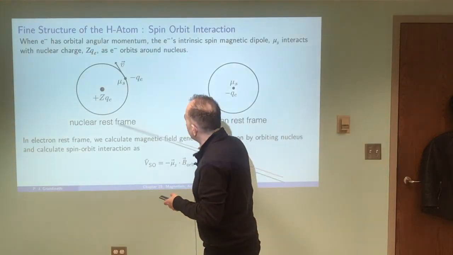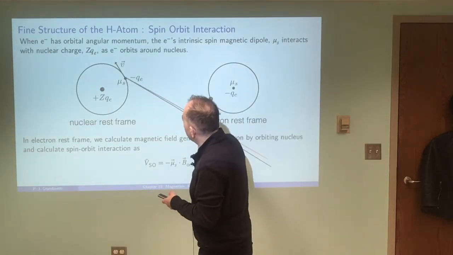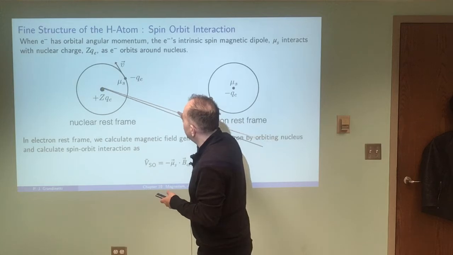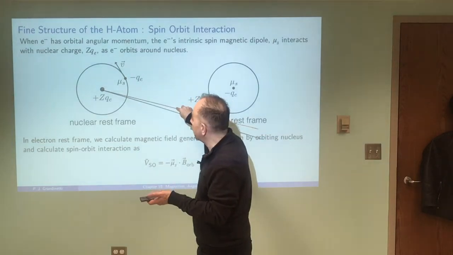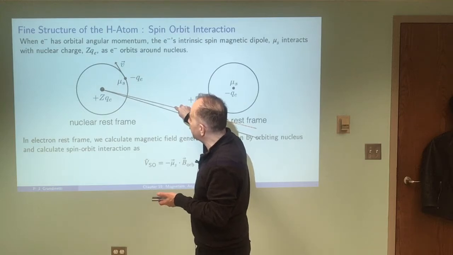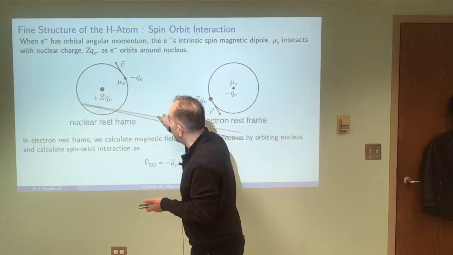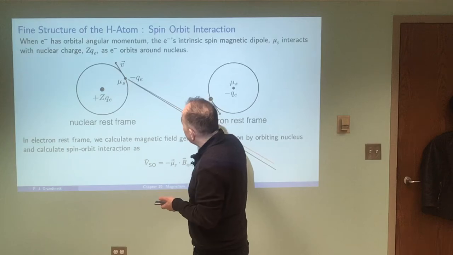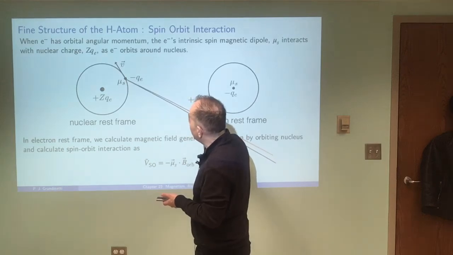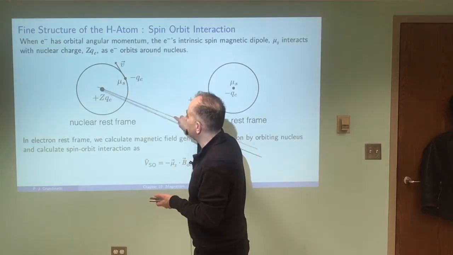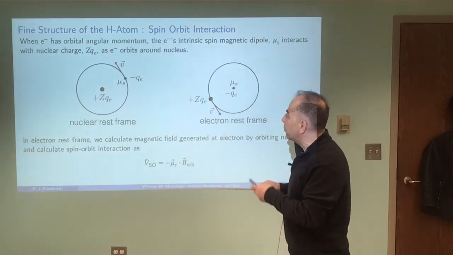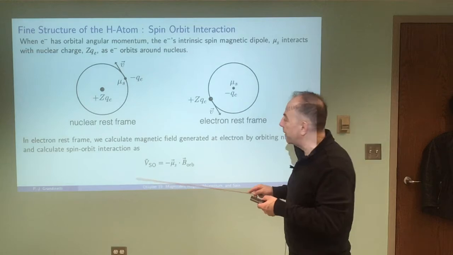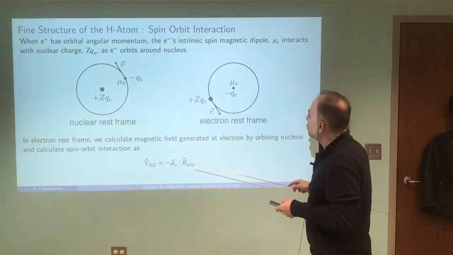The way we describe it is that we know the electron is orbiting around the nucleus, with the nucleus at a fixed point with the center of mass. So this is what we call the nuclear rest frame. The nucleus isn't moving and the electron is moving around the nucleus. And this electron has a magnetic dipole moment which is interacting with the charge of the nucleus as it orbits around.